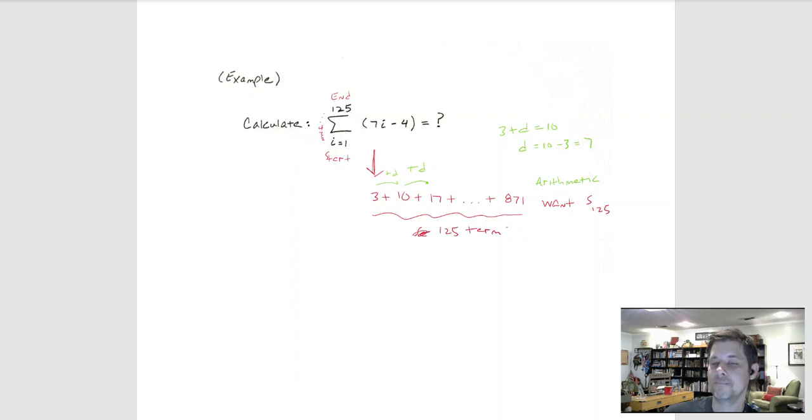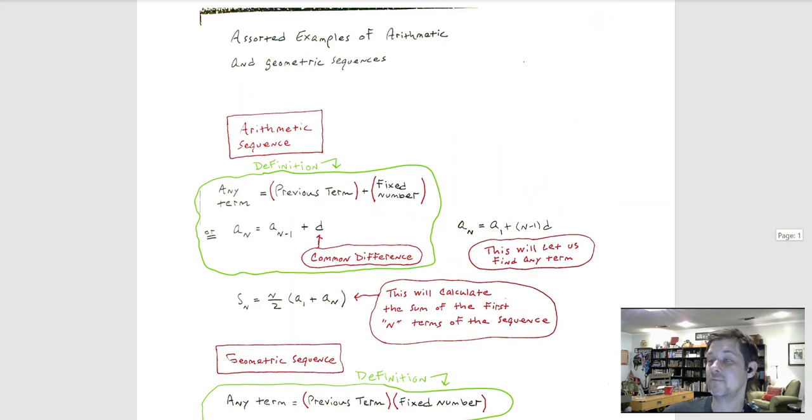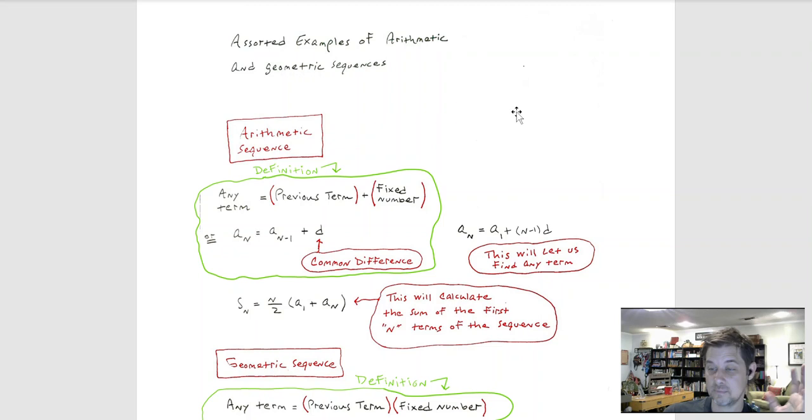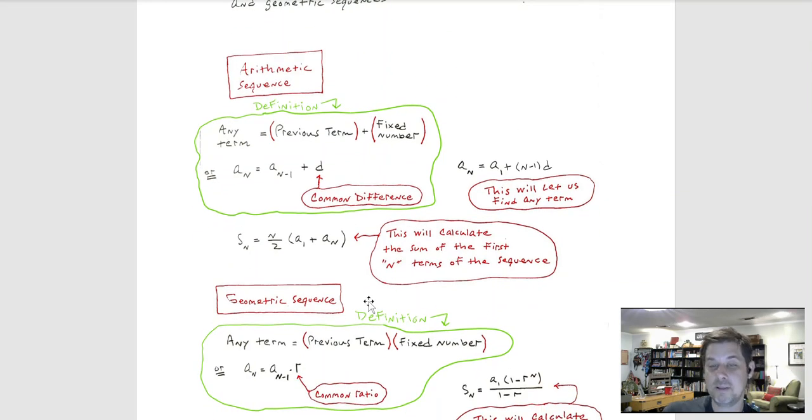Okay, because I started with i being 1, and that got me the first term, and I counted all the way up to 125. So I want the sum of these 125 terms. Is there a formula that would allow us to do that straight away? That would be this one, okay? It says if you have an arithmetic sequence and you want the sum of the first n terms of that sequence, and that is what we're looking for in this problem, okay? It says the sum of the first n terms is n over 2 times a1 plus an.